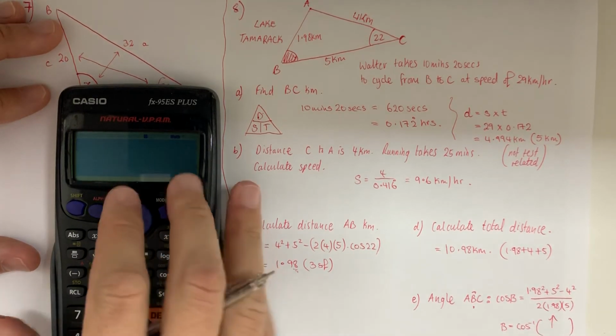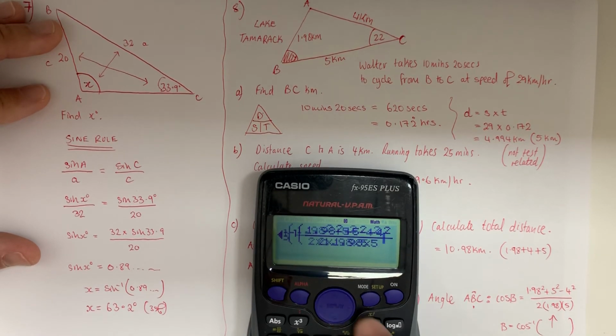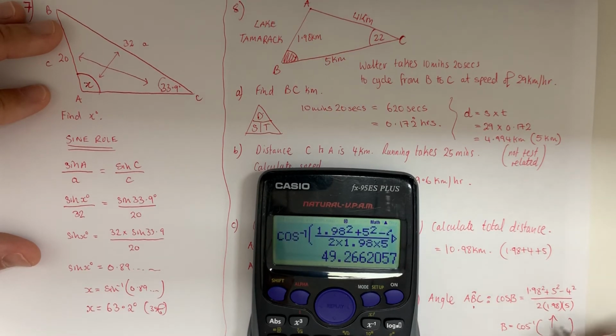So B is equal to inverse cos fraction 1.98 squared plus 5 squared minus 4 squared all over 2 times 1.98 times 5. Close the bracket out, and that gives me 49.3 degrees to 3 significant figures.